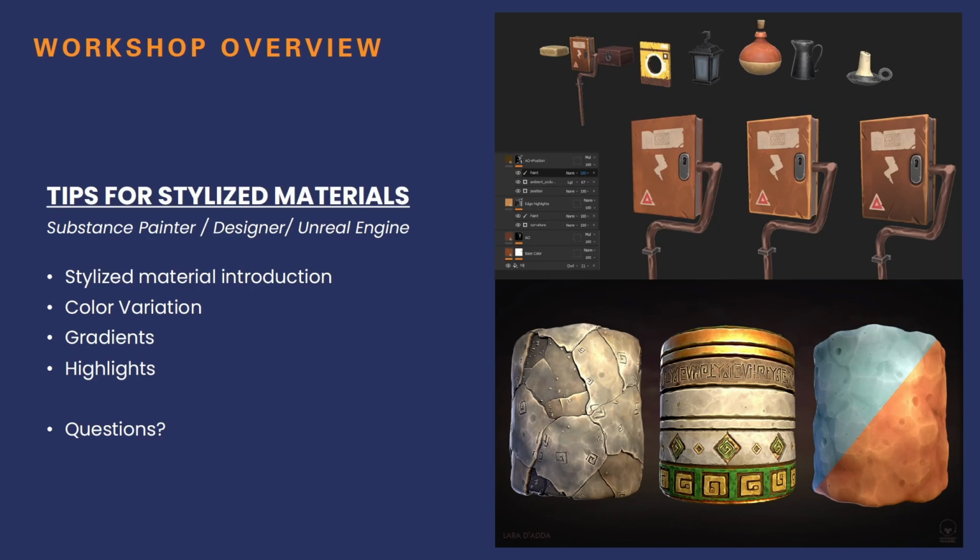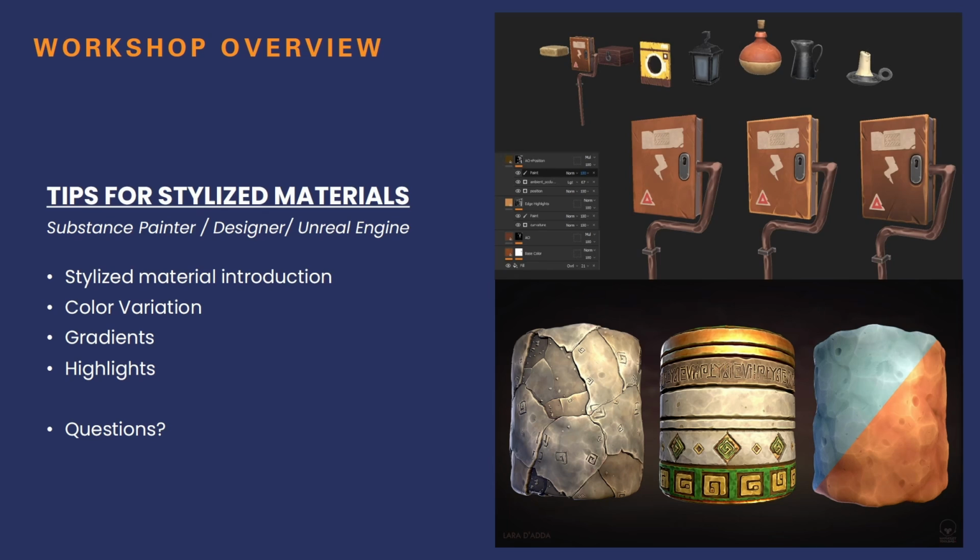All right, so I put together a little overview of the workshop. Mainly, we are gonna look at three different softwares: Substance Painter, Substance Designer, and Unreal Engine. That's because these are the three main softwares I use for the creation of stylized materials and textures. Especially in the workshop, I thought about some elements and some things that I always like to have in the materials I am making for my stylized projects.